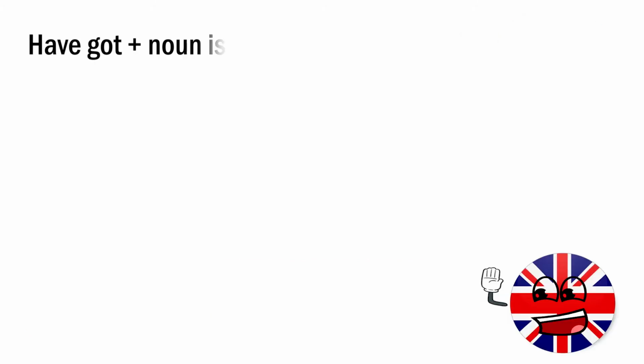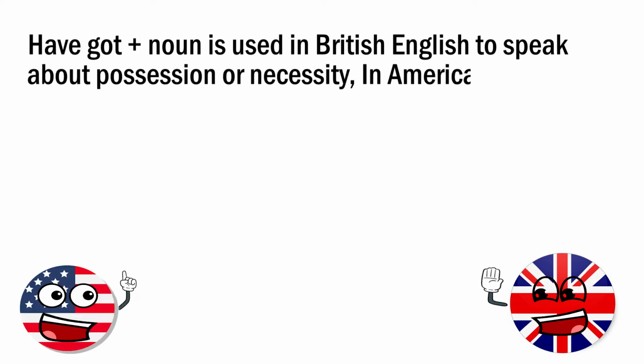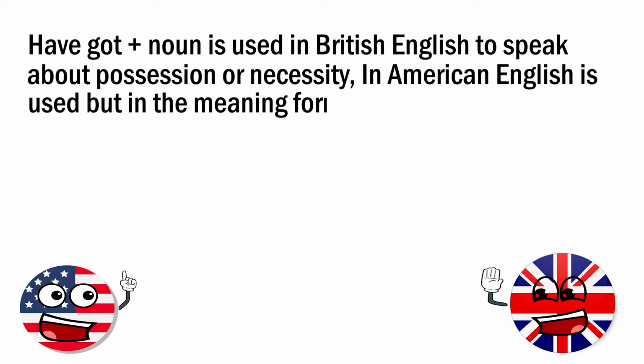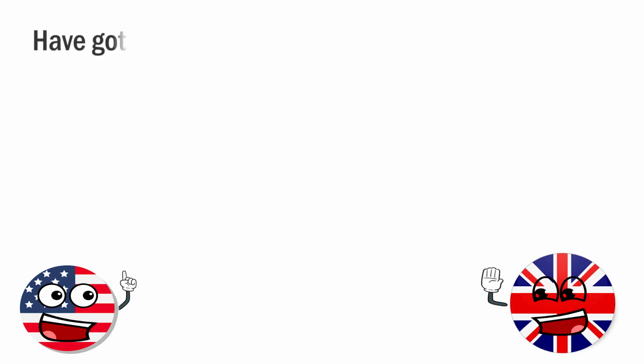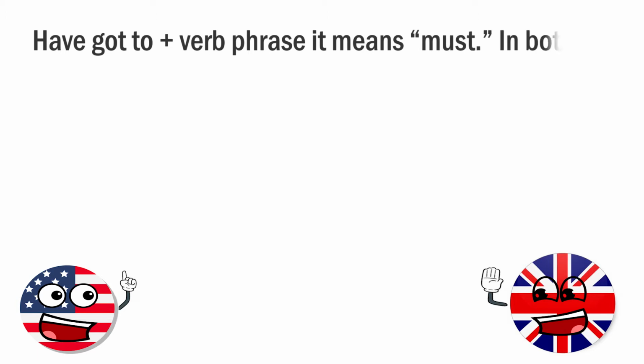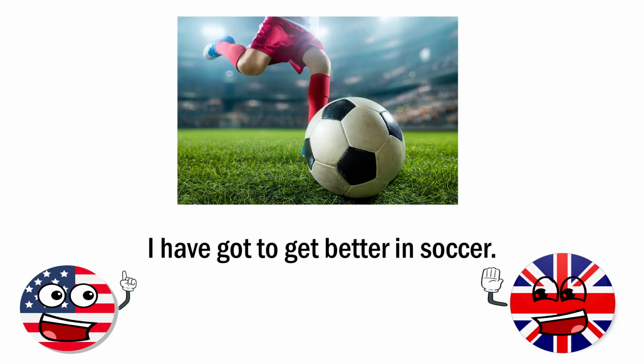Have got plus a noun is used in British English to speak about possession or necessity. In American English, it's also used, but with the meaning of have. I have got a microwave. Have got to plus a verb phrase means must, in both American and British English. I have to get better at soccer.